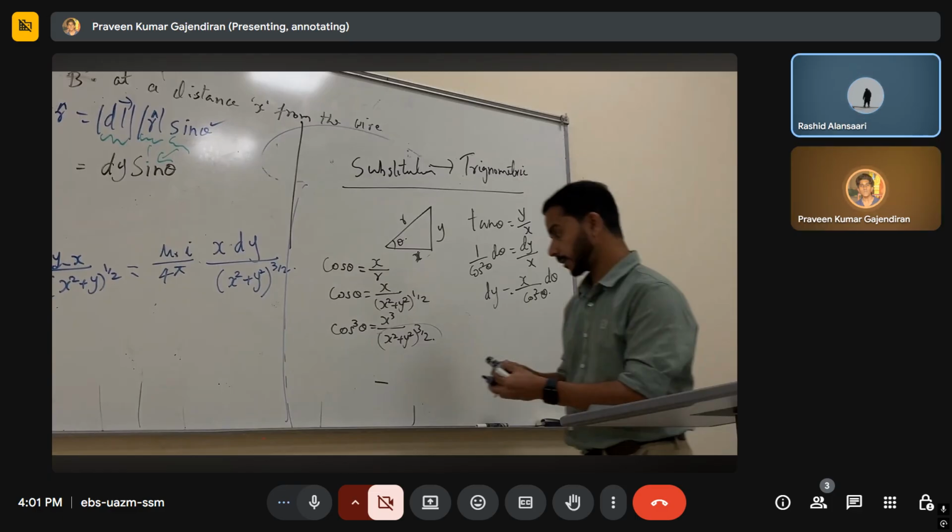I'm just saying this is like generally. Sine is what? Opposite over hypotenuse, right? And cosine is what? Adjacent over hypotenuse, right? Then what do you write on cosine? X over r. Is x the adjacent here? Of course it is. Adjacent means down, and the opposite is y, and the hypotenuse is r.